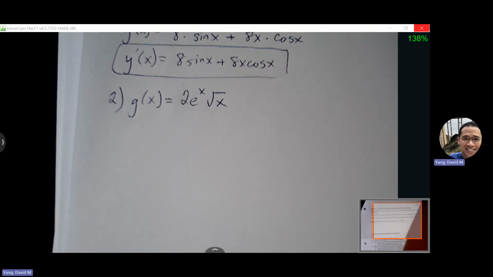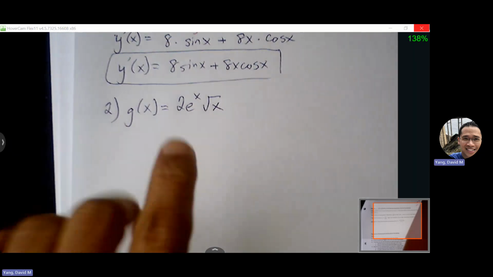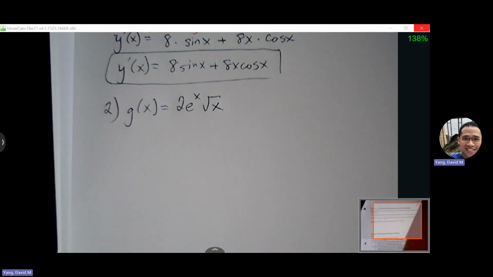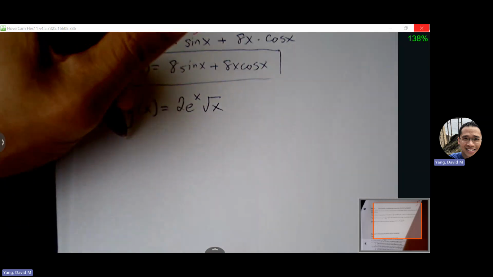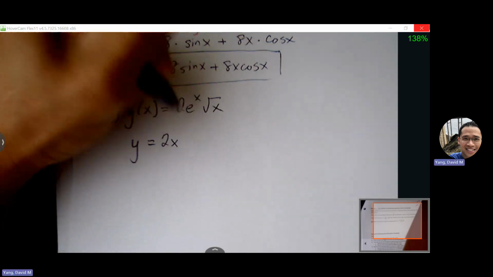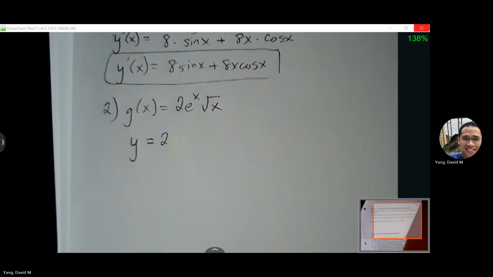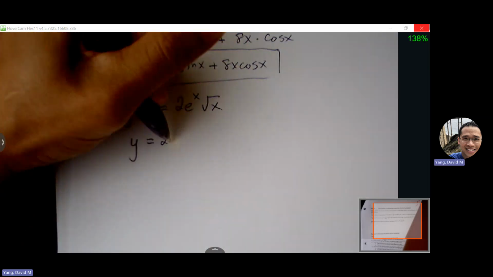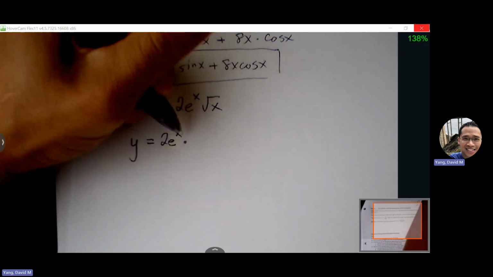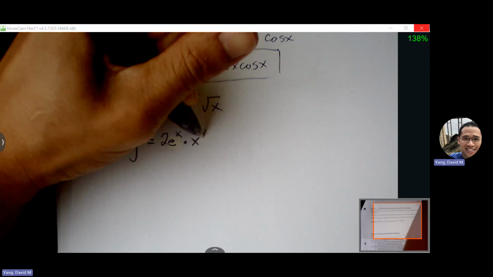First of all, we see the need for the product rule because 2e to the x is one term, and root x is a separate term. They're being multiplied together. I'm going to get each term ready for my next stage. I know 2e to the x is good. It's just that root x I want to get ready. What can I think of root x as? X to the 1/2. Yeah.